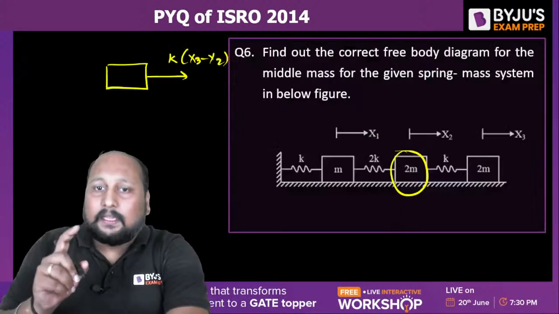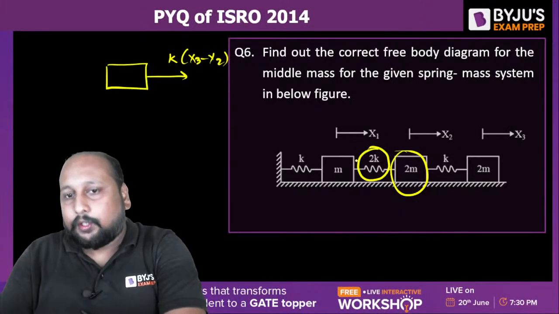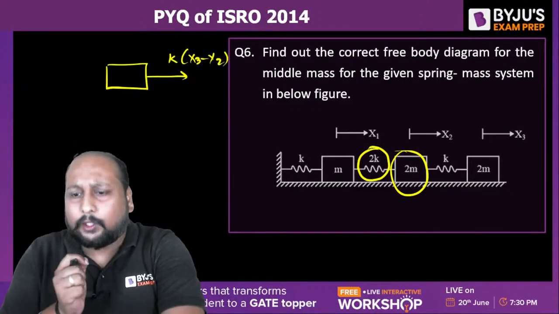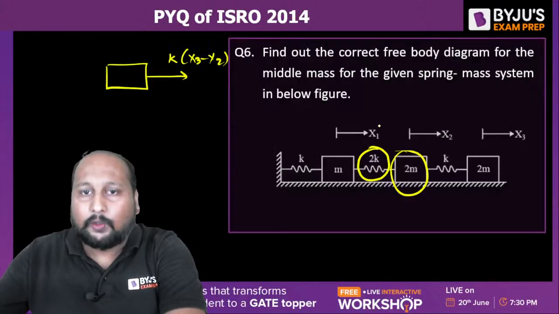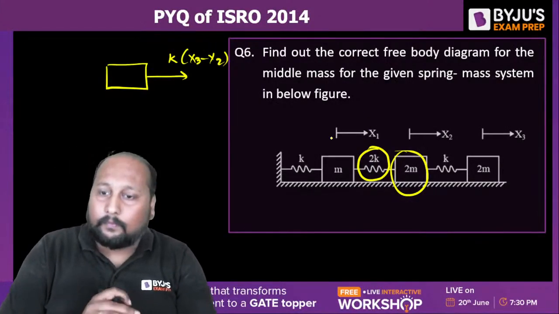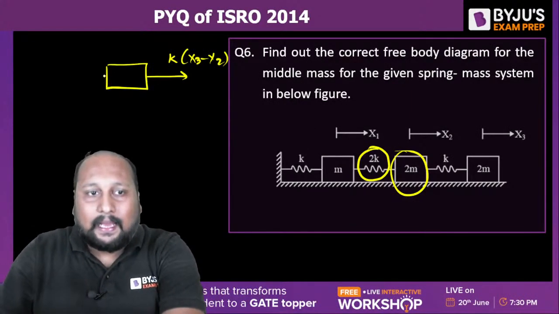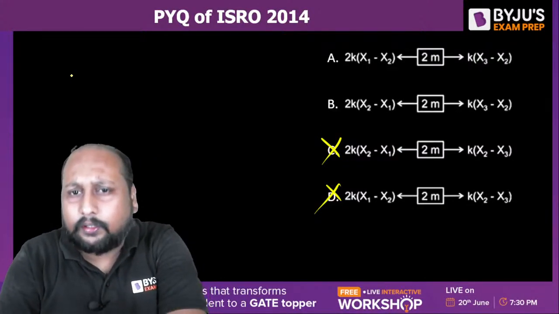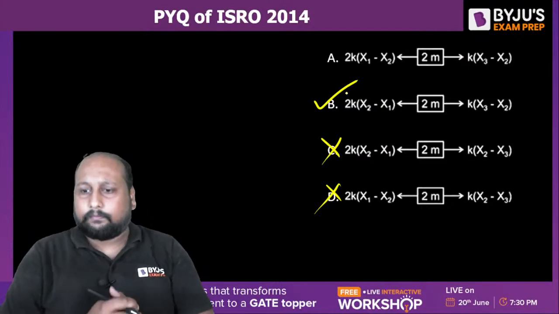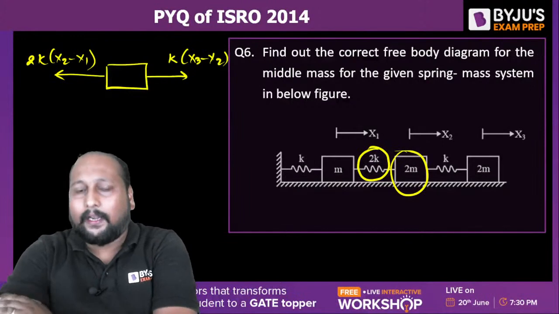So, can we say that on this particular spring, what will be the deflection? On this particular spring, we'll be having x2 minus x1. On this particular spring also, we'll be having x2 minus x1. So what will be the answer, A or B? Yes, it will be x2 minus x1, right? So over there, we'll be having 2k into x2 minus x1. So what is the correct answer? Option B is the correct answer. Is this clear? Question number 6, option B is the correct answer, right?